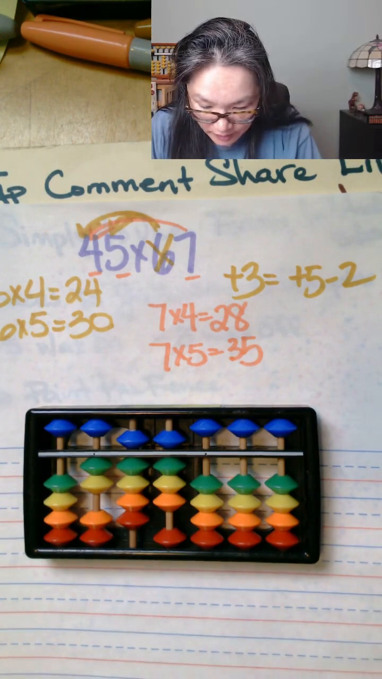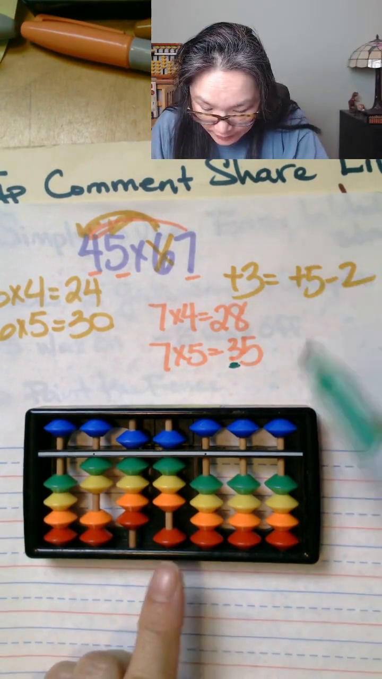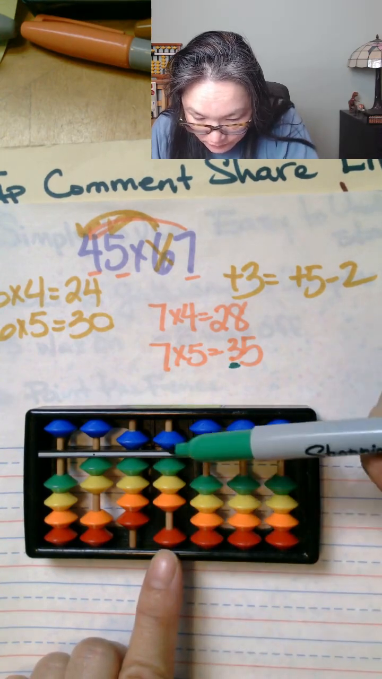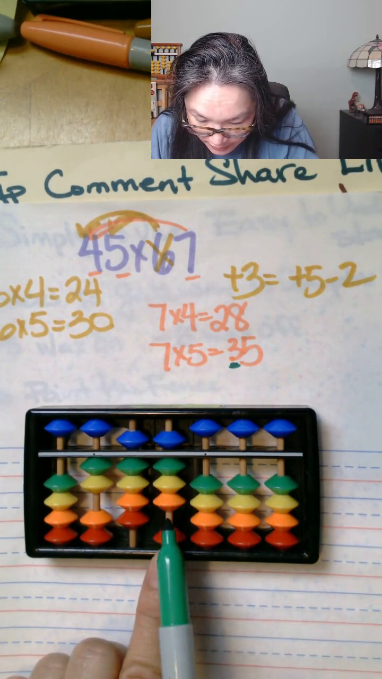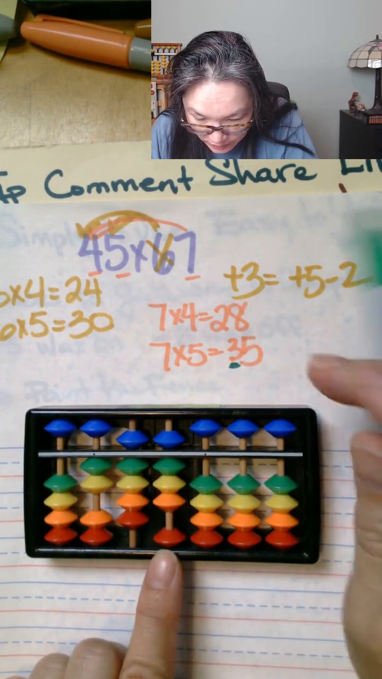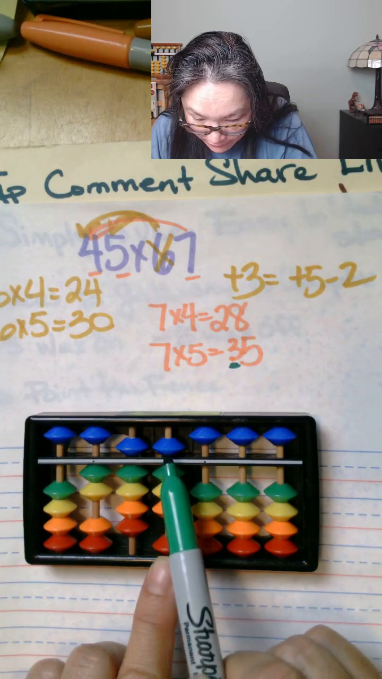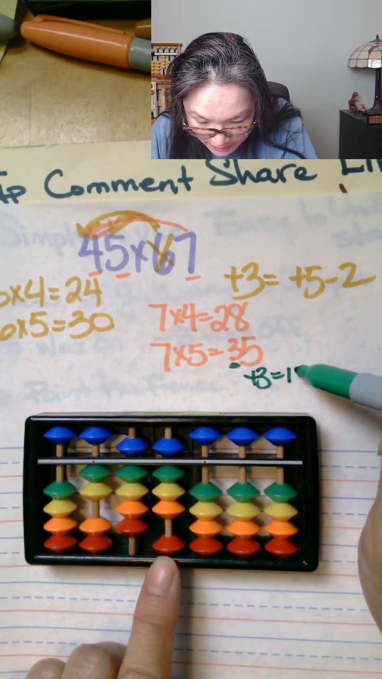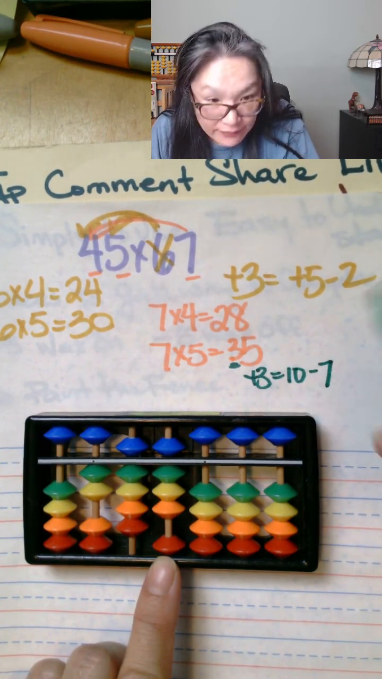Okay, so what are we doing? We're adding 35. Now, if you look, there's not enough to add the 3. So what do I do? I have to plus the 5. Can't do it. So what's my next one? Plus 3 is equal to plus the 10 minus 7.